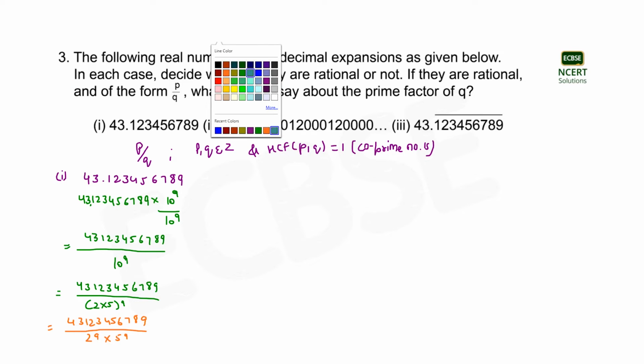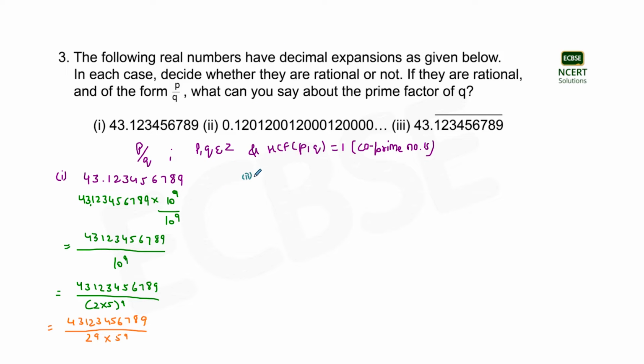Now coming to the second part. Here the number's decimal expansion is 0.120120012000120000, and so on.